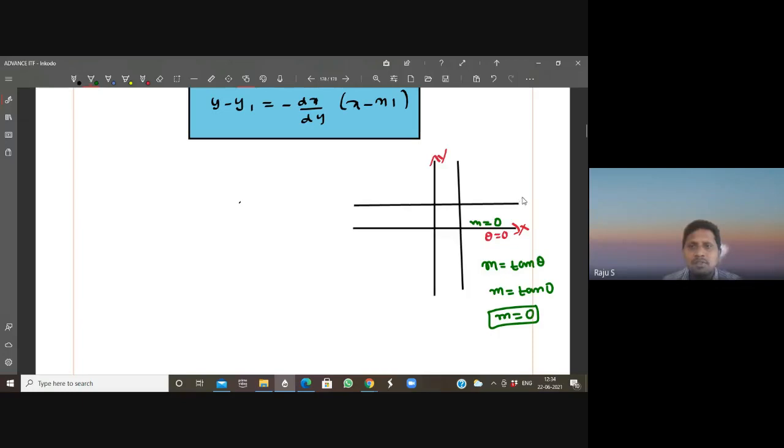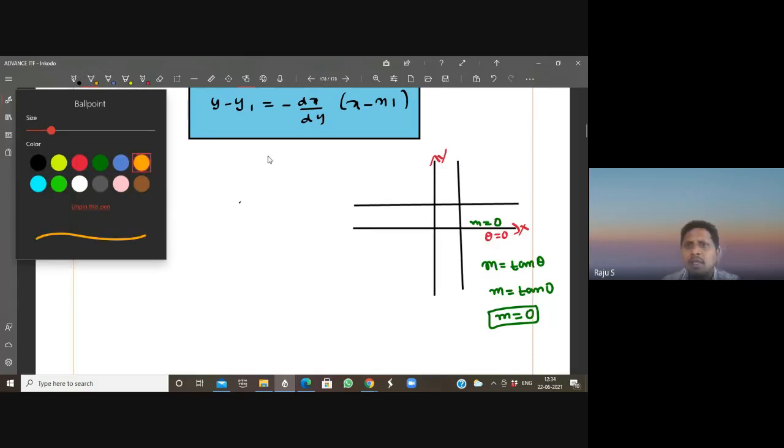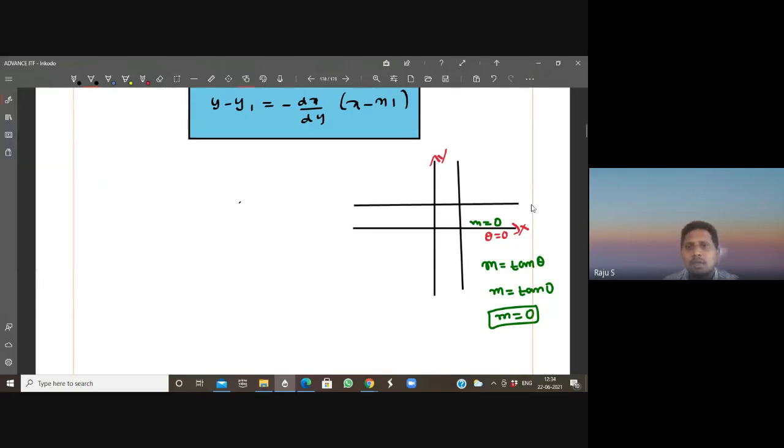X-axis slope is 0. And when two lines are parallel, that we know very well, their slopes are equal. Their slopes are equal or not? Their slopes are equal. This line is parallel to x-axis. Then what is the slope of this line? Also 0. The line which is parallel to x-axis, its slope is always 0. Okay, this is one way.